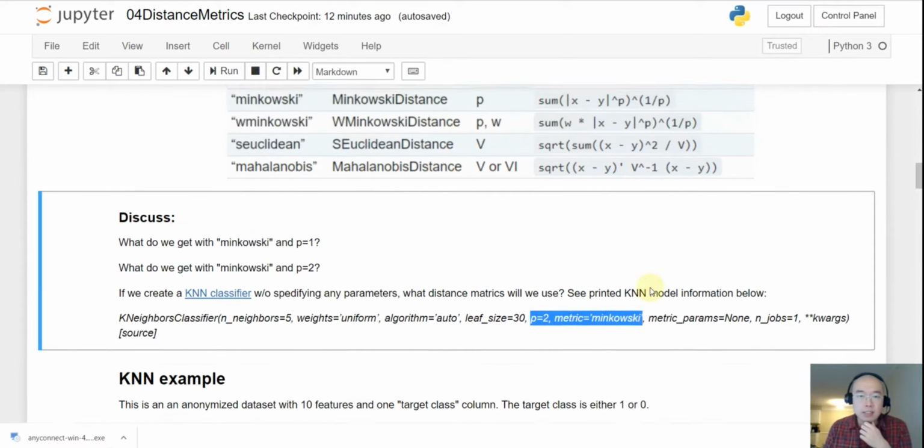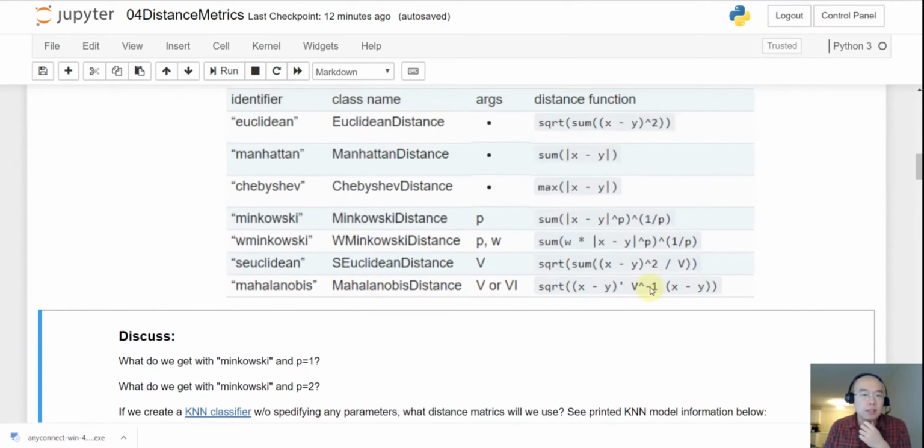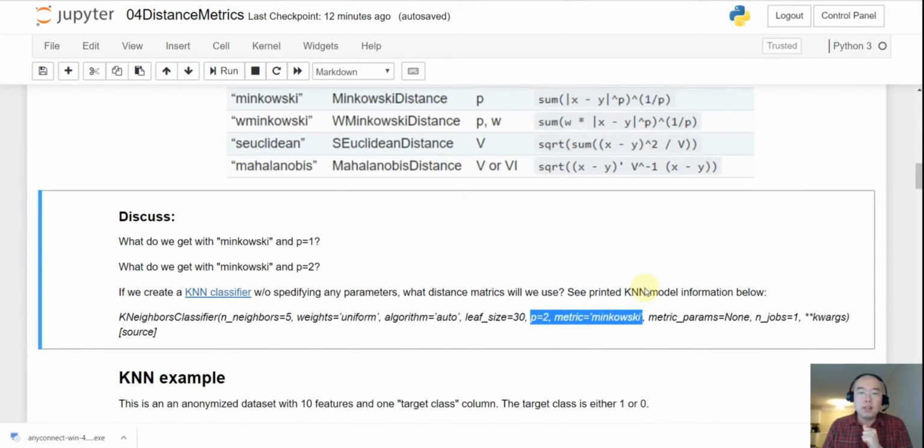And what is that? Just now we discussed that the degree 2 Minkowski distance is Euclidean distance. So this means by default, if we don't specify any hyperparameters, the k-nearest neighbor you get will use 5 as the k value, and it will use Euclidean distance by default.